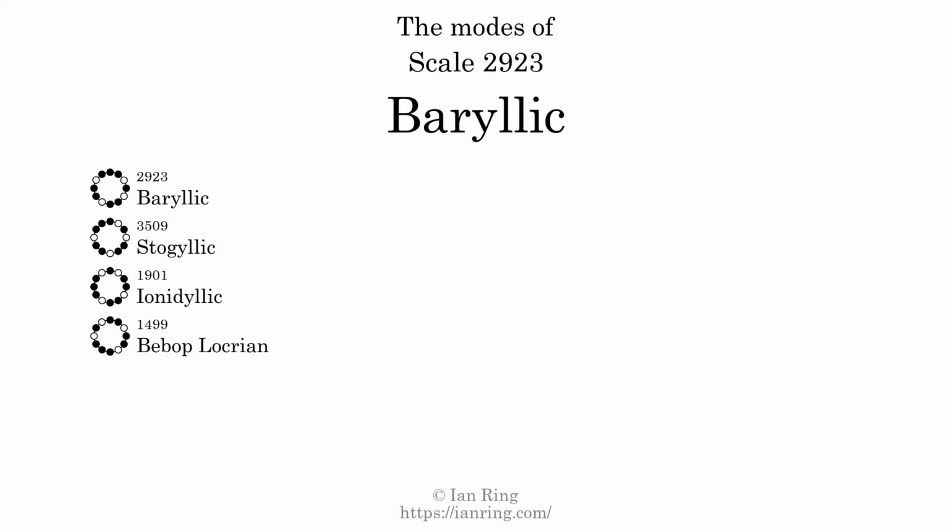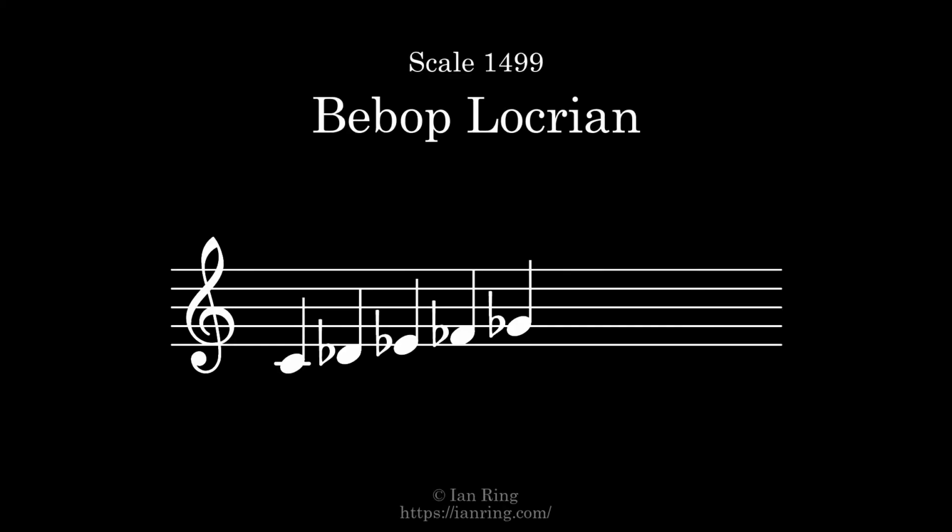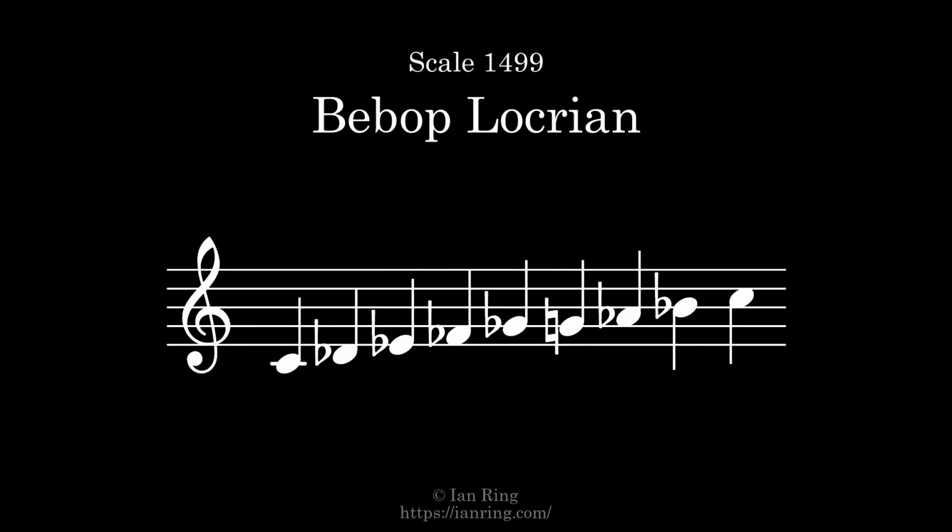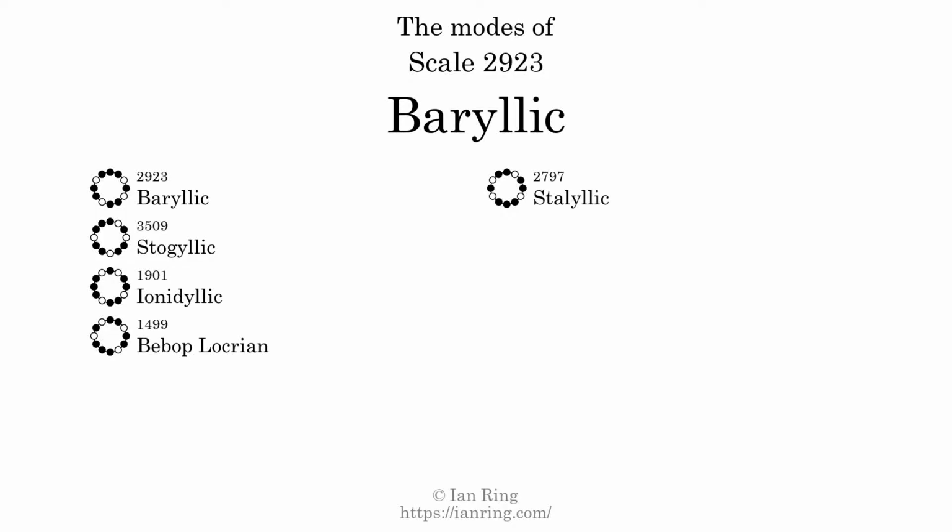The fourth mode is scale 1499, also known as Baryllic. It sounds like this. The fifth mode is scale 2797, also known as Baryllic. It sounds like this.